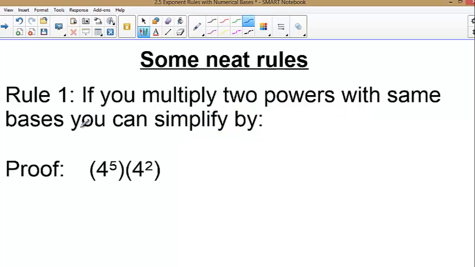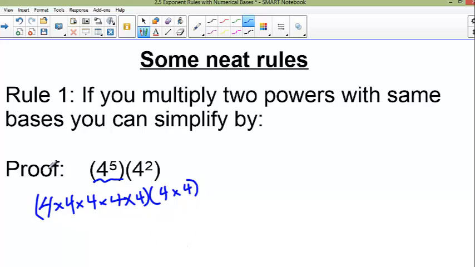Okay? So the first rule would be that if you multiply two powers with the same bases, how would we be able to simplify? Well, let's use our expanded form to deal with this. This stuff in the first set of brackets would be 4 to the power of 5. So that's 4 times 4 times 4 times 4 times 4. It's a lot of 4s. And then this second set would be a little bit shorter, it'd be 4 times 4.